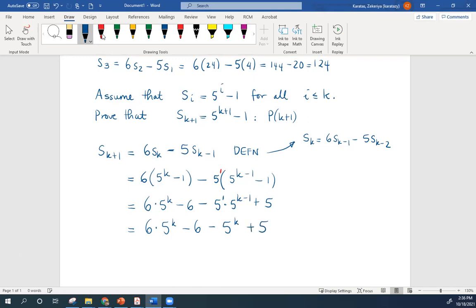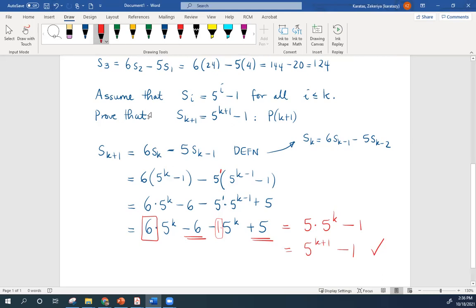Now we can combine these two. These two will make 6 times 5 to the k minus 1 times 5 to the k. It's going to be 5 times 5 to the k. So we got 5 times 5 to the k minus 1. It's kind of like you have 6 apples minus 1 apple, so it's going to be 5 apples. And here I have minus 6 plus 5, which is minus 1. So that's going to be 5 to the power k plus 1 minus 1. This is exactly what we want to prove. So that means, yes, it's right.